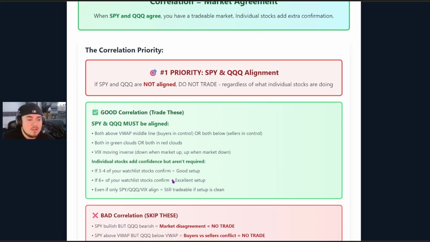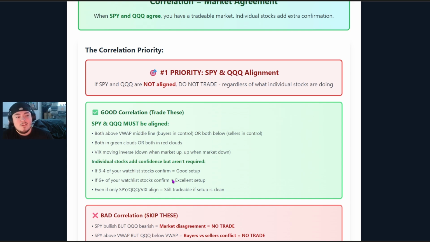So good correlation, trade these. SPY and QQQ must be aligned above the VWAP middle line. That means that buyers are in control, or both below, sellers are in control, right? Both in green clouds or both in red clouds, right? You're looking for the confluence between the VWAP and the clouds, guys. That's going to give you your double confluence, whether it's to the upside or to the downside. And that third confluence that you're looking to align is VIX moving inverse. So down when the market is moving up and up when the market is moving down, right? It moves opposite of what SPY and QQQ are doing, right?